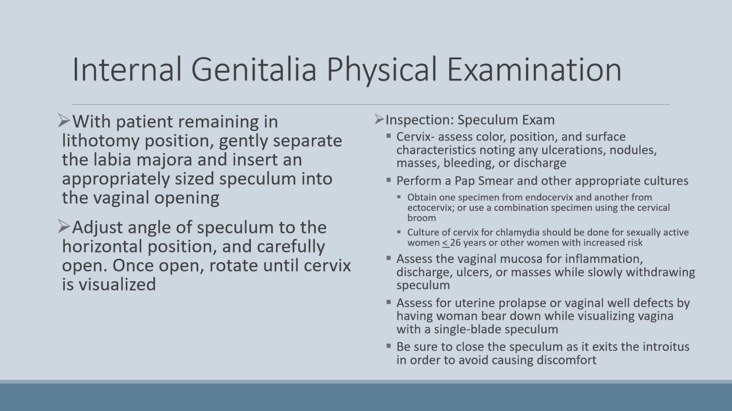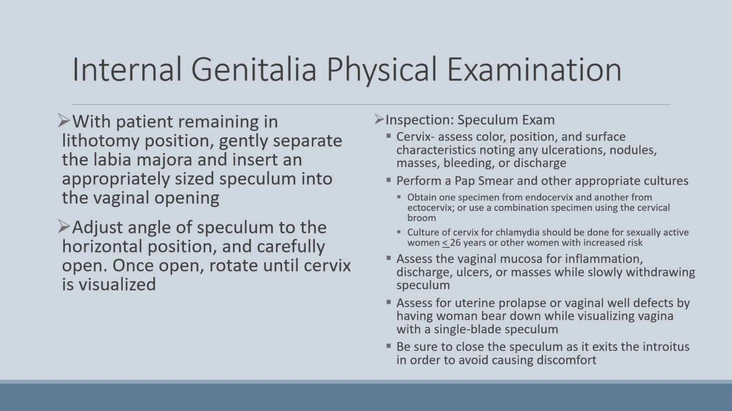This is performed by obtaining one specimen from the endocervix and another from the ectocervix, or using a combination specimen using the cervical broom. A culture of the cervix for chlamydia should be performed for sexually active women less than 26 years of age or women with increased risks. You should then assess vaginal mucosa for inflammation, discharge, ulcers, and masses while slowly withdrawing the speculum.